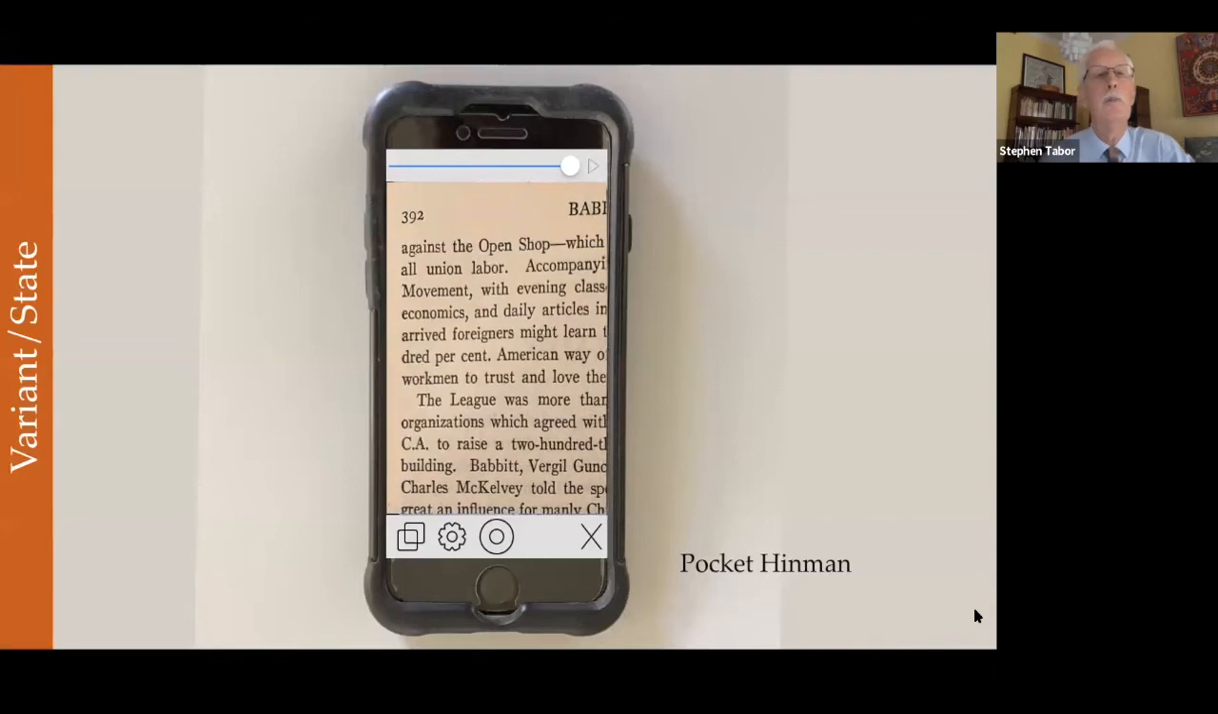Finally, there is the smartphone app called the Pocket Hinman, invented by James Asher, a graduate student at the University of Virginia. This lets you take a picture of one page, then point your phone camera at the other copy, and the app will flip back and forth. The main challenge to using it is getting a steady superimposition, and for that you pretty much need a tripod or some other support for the phone.